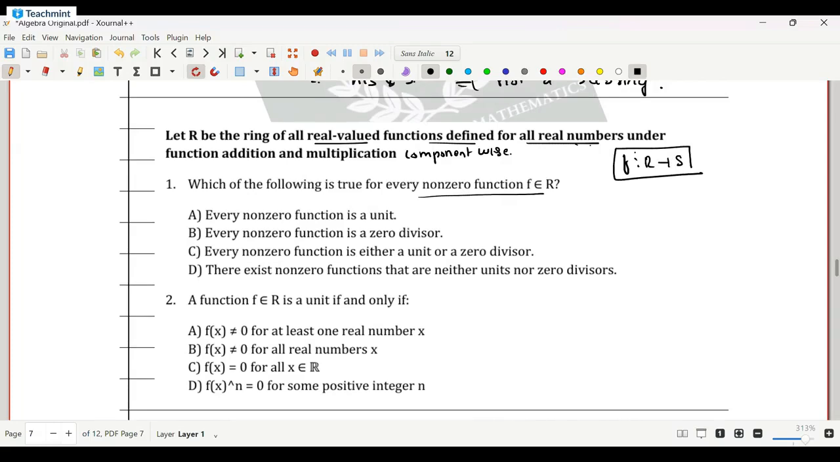Real valued functions, where S is a subset of R. So every non-zero function f belonging to R is either a unit or a zero divisor, or every non-zero function is neither a unit nor a zero divisor, or there exist non-zero functions that are neither units nor zero divisors.